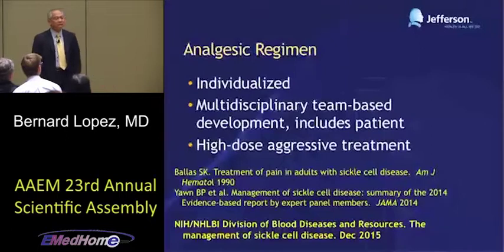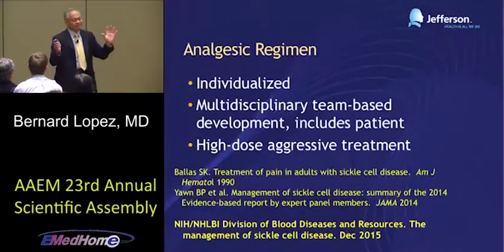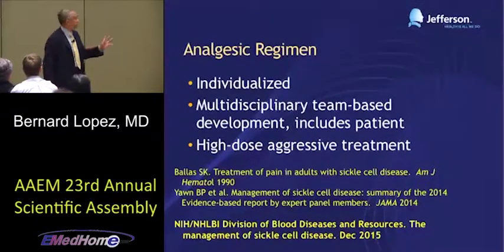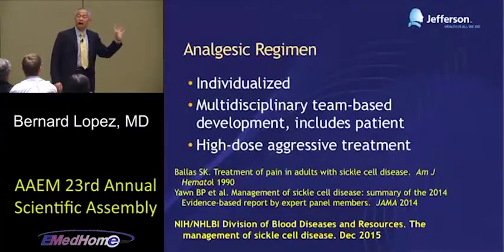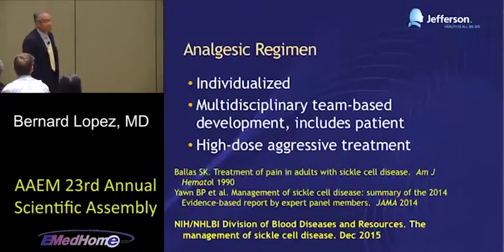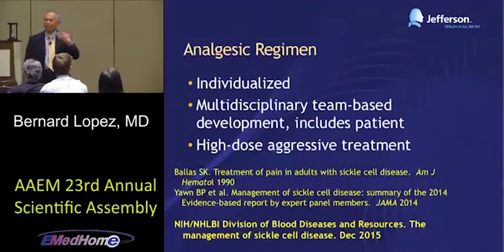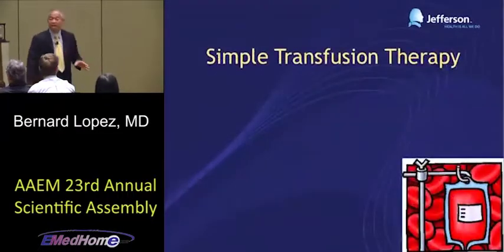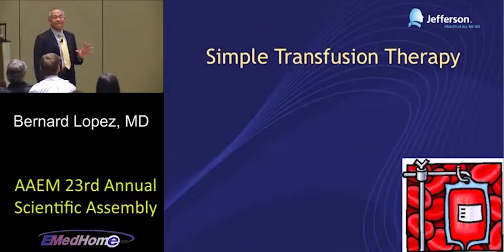Analgesia, what I'll simply say is be aggressive. Now, it's not all that easy to do in this day and age of opiate abuse, but the evidence shows that high dose, frequent, aggressive treatment is the way you want to go. There's no set amount for every particular patient. It's usually individualized. Just make sure that you give enough.